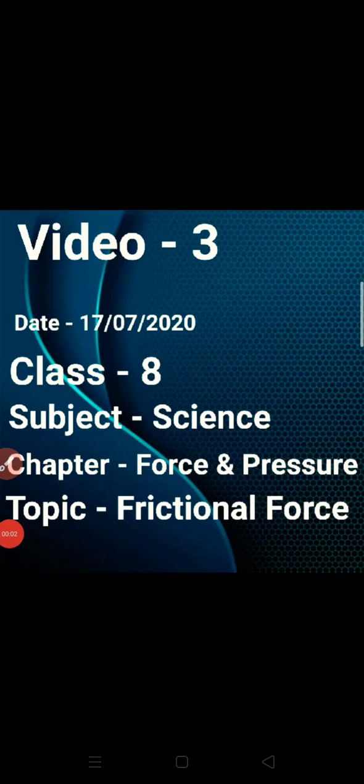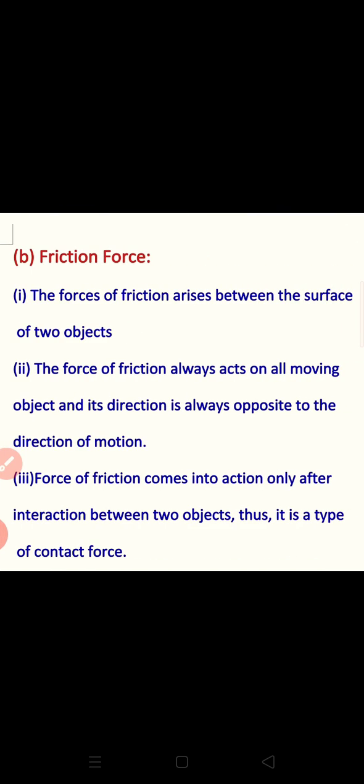Now in the third video, the topic is frictional force. Frictional force is a second type of contact force, and it uses friction. Maybe you know about friction. You have learnt about friction in class 7.